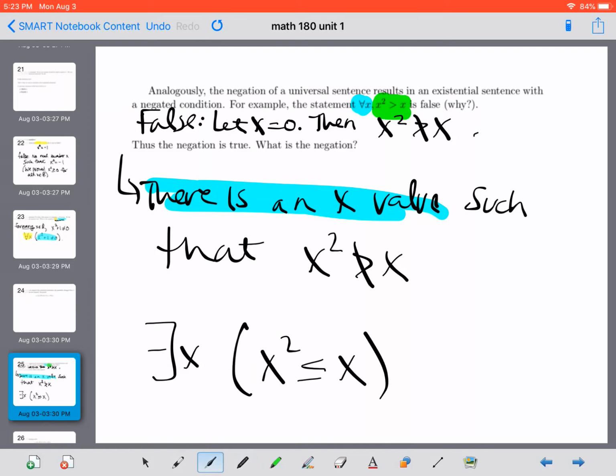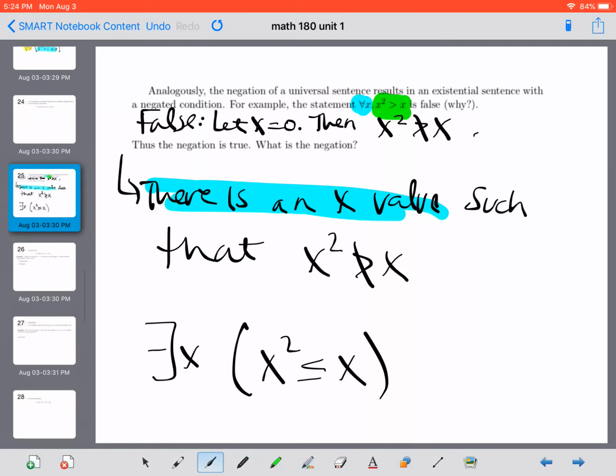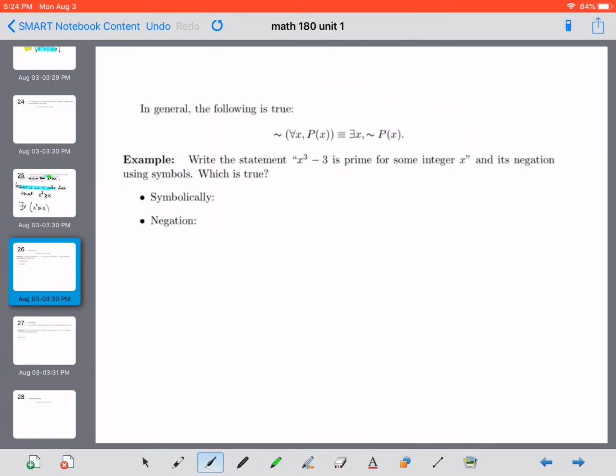So notice when we negate a for all statement, a universal statement, we get an existential statement. So we can say that the negation of for all x p of x would be there exists an x such that not p of x.